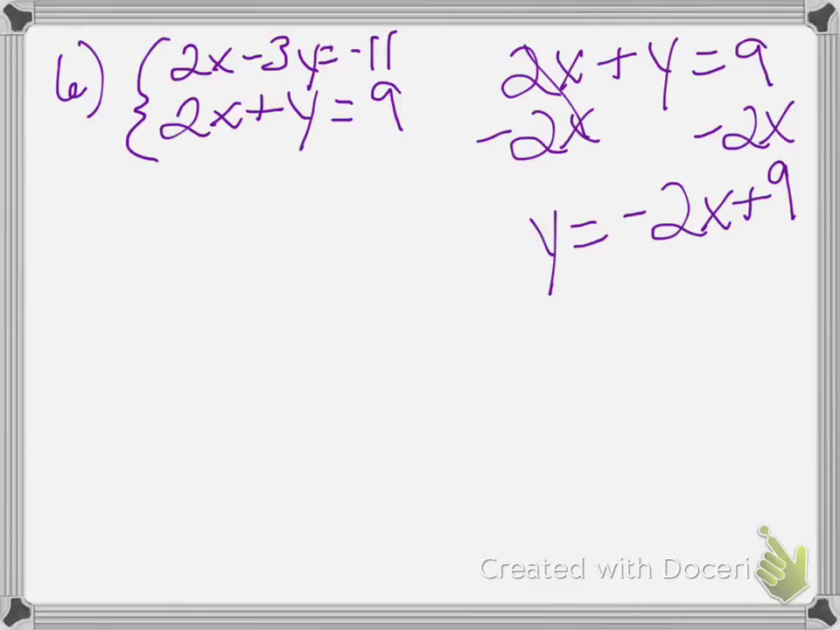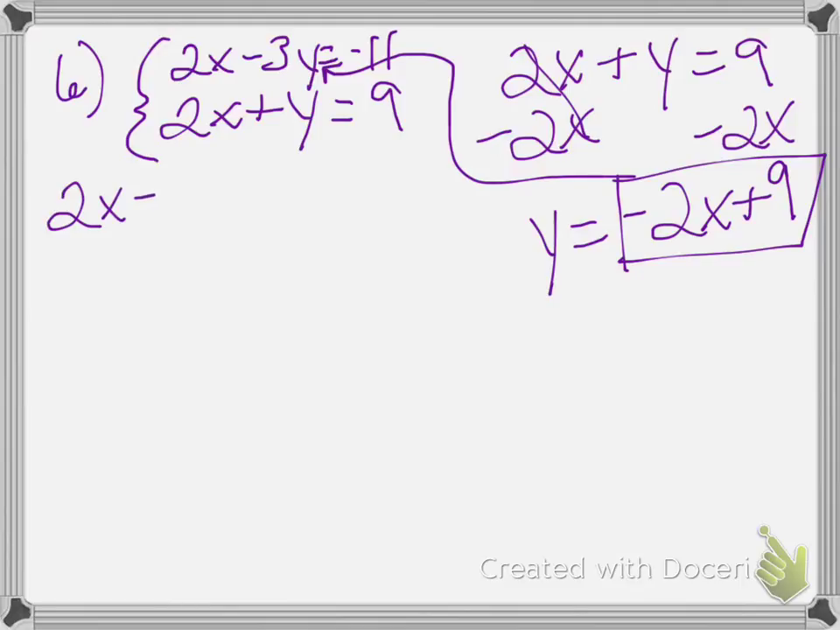So we're going to take this part of our equation and plug it in to that y right there. So that's going to look like this: 2x minus 3 times (-2x plus 9) equals -11. We have now plugged all that in.